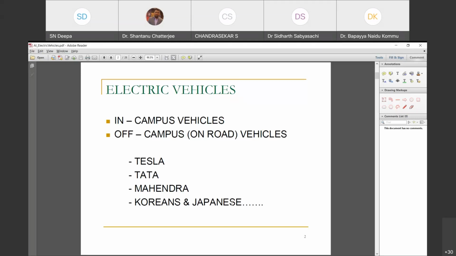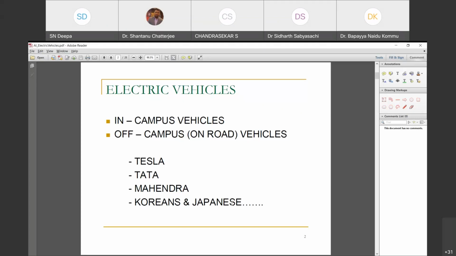Basically, if you see electric vehicles, this class would have been already discussed. But regarding the need for artificial intelligence and machine learning in electric vehicles, I have to tell about in-campus vehicles and off-campus on-road vehicles. In-campus vehicles are electric vehicles within the campus. For example, we have our own campuses, our NIT or whatever it is, and from the gate we have to go to the department a long way. We might have seen them in several temples and railway stations. So there are sectors which use in-campus vehicles.